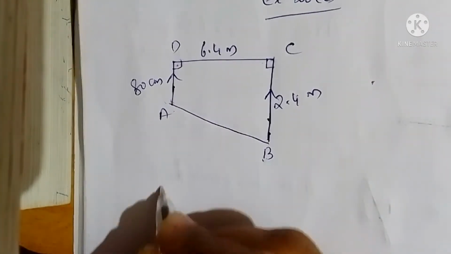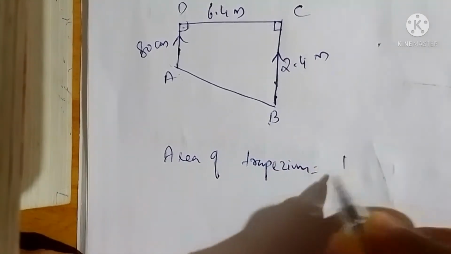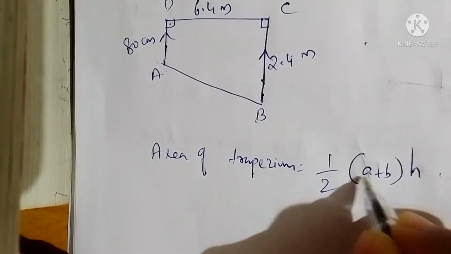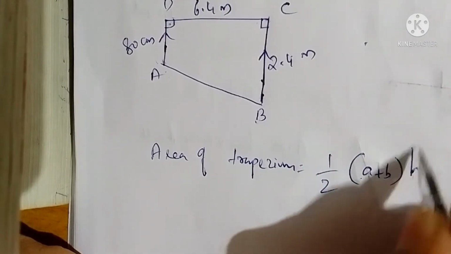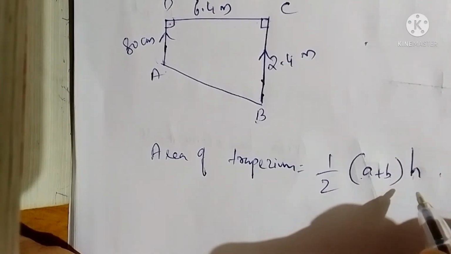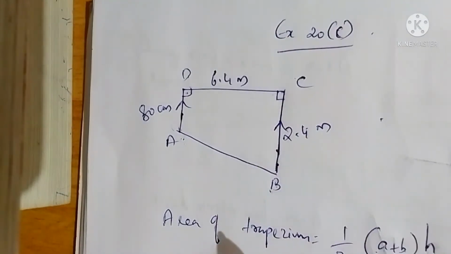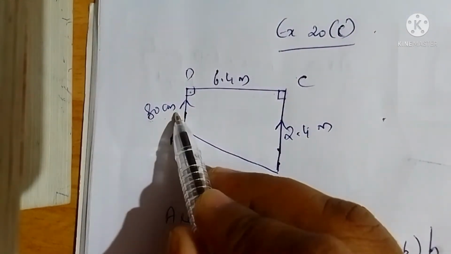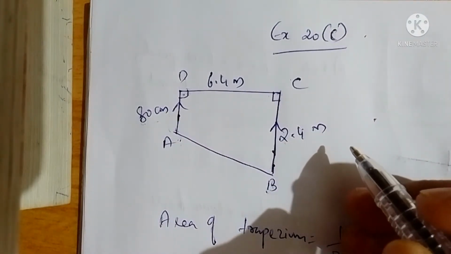Okay, so area of trapezium, we know the formula. Area of trapezium equal to half into A plus B into H, where A and B are the length of parallel sides and H is the distance between the parallel sides. Here you can see AD and BC are parallel sides, but one side is given in centimeter and the second side in meter. You have to make the unit same.